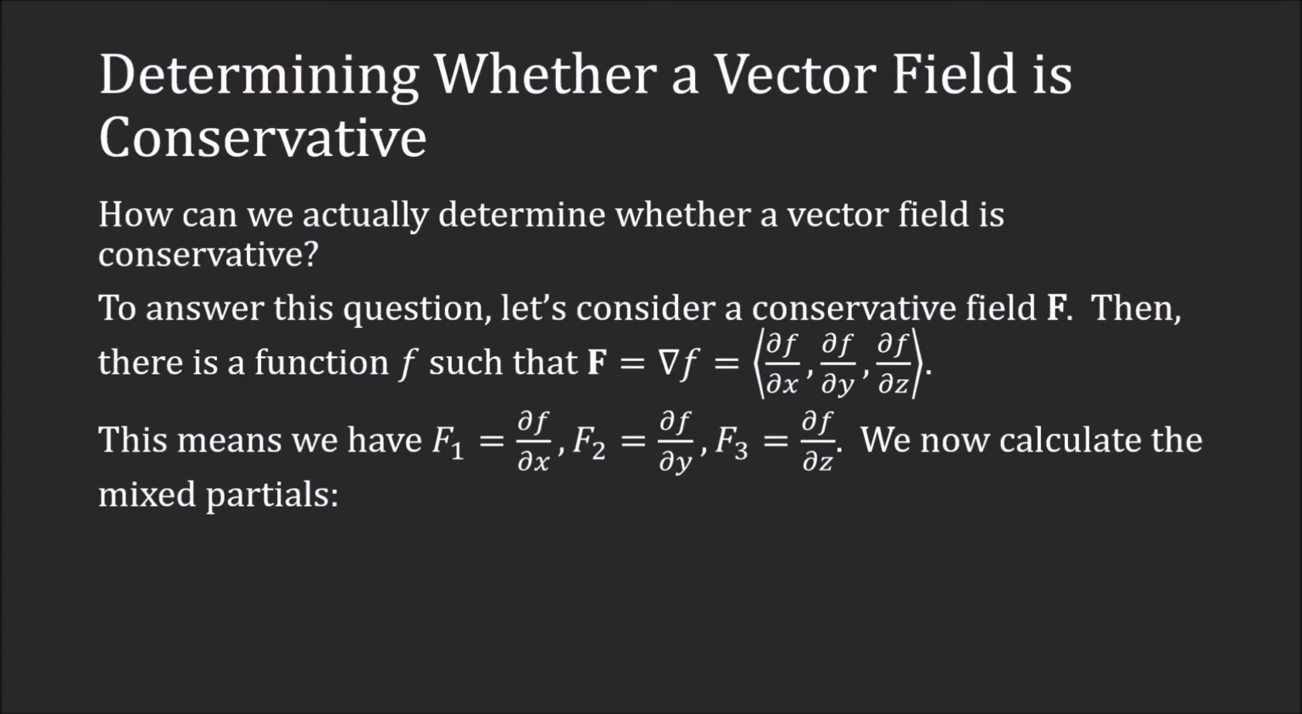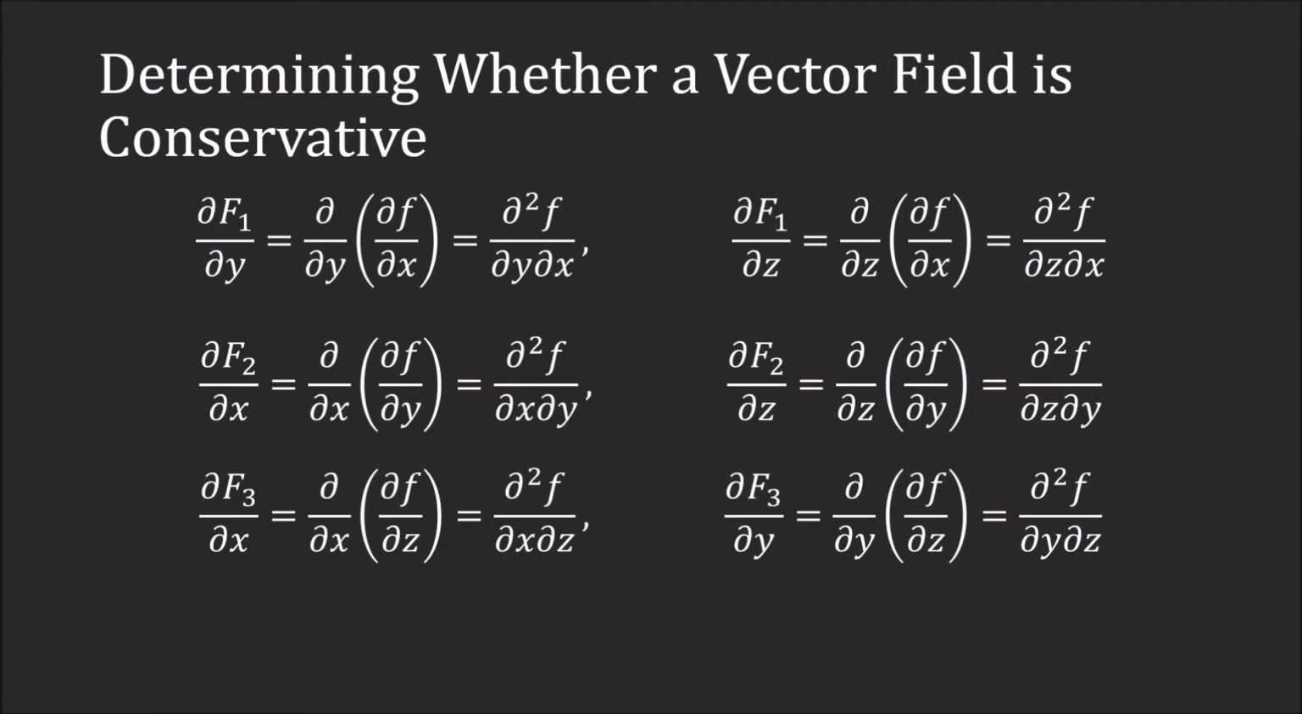We will now go ahead and calculate all mixed partials. And here they are. So partial F1 partial y is this, partial F1 partial z is this, so on and so forth. However, the order of the mixed partials does not matter, right? Remember that? So, in other words, this one here would equal this here.